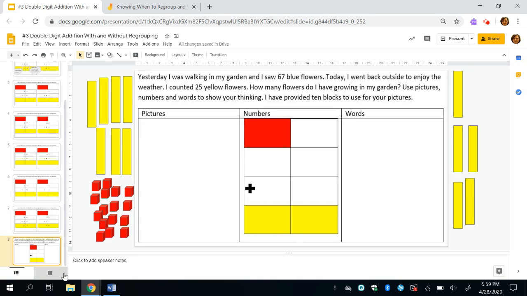I have provided 10 blocks to use for your pictures. There are text boxes for the numbers. There's a text box for the words, and there's a place for your pictures. I want you to take on the challenge and show me what you know.